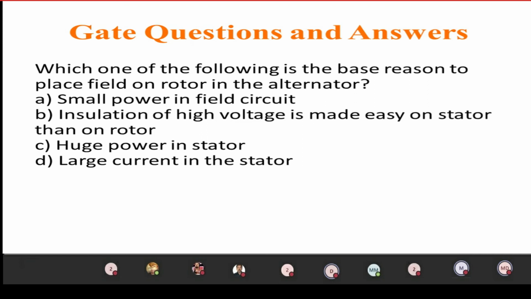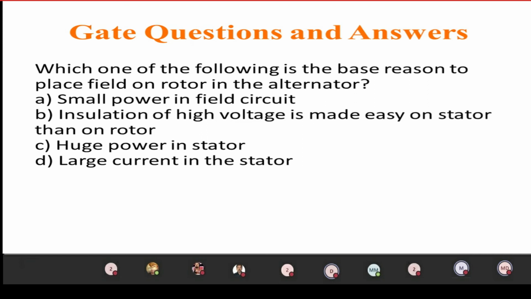But in the case of an alternator, we have a stationary armature. Due to that, the field is in the rotating part. Why did we move it to the rotating part? That is the question here. Small power in the field current. So quite good, correct answer.